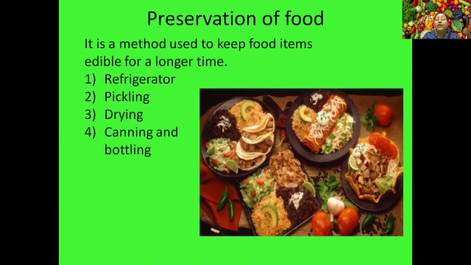Now, if you don't keep all these food items in the fridge, what will happen is it will become spoiled and you'll not be able to have it. It'll give a dirty, foul smell. So what you do is you keep it in the fridge. At home, this is the easiest way of preserving food. The different methods of preserving food are refrigerator, pickling, drying, canning, and bottling.